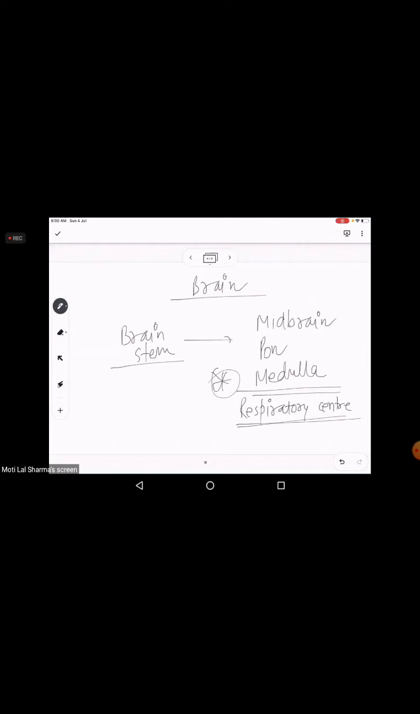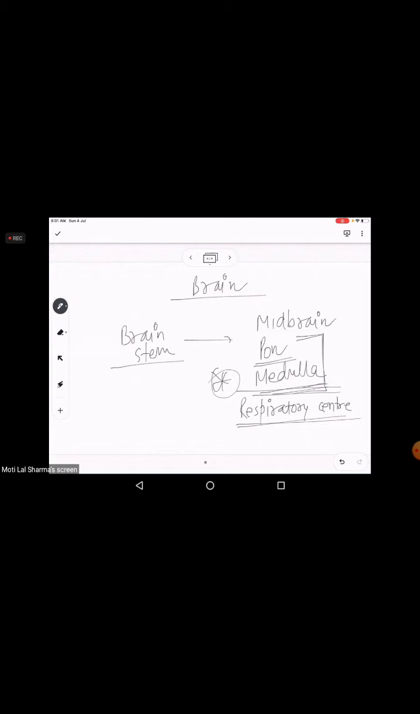So your respiration is controlled by the medulla, but in higher classes, like in class 12, you'll later come to know that even the pons is also responsible. Both the pons and the medulla control your respiration. But for class 11's entrance, since in your class 10 book only the medulla is mentioned, you remember the medulla has the respiratory center, but the correct information is that both pons and medulla are respiratory centers.